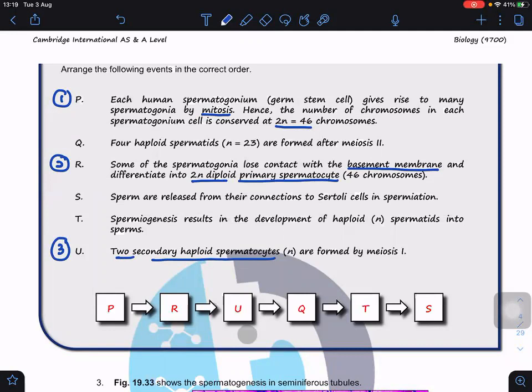And then at the end of meiosis 2, they're going to form 4 haploid spermatids. Okay, 4 haploid spermatids. And spermiogenesis results in the development of the haploid spermatids into sperm cells. And sperm cells are released from the connections to the Sertoli cells, or the wall of the seminiferous tubule, through the process called spermiation.